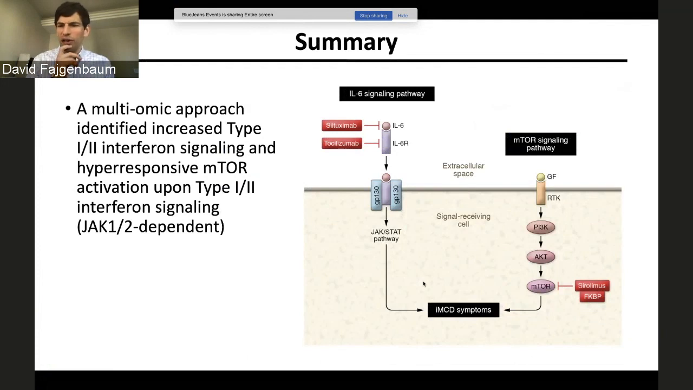So the addition of her work, which I know I went through very quickly, which will soon be published in JCI Insight, is that type 1 interferon may be a third way that we get to increase JAK-STAT signaling in iMCD, but more work is needed.